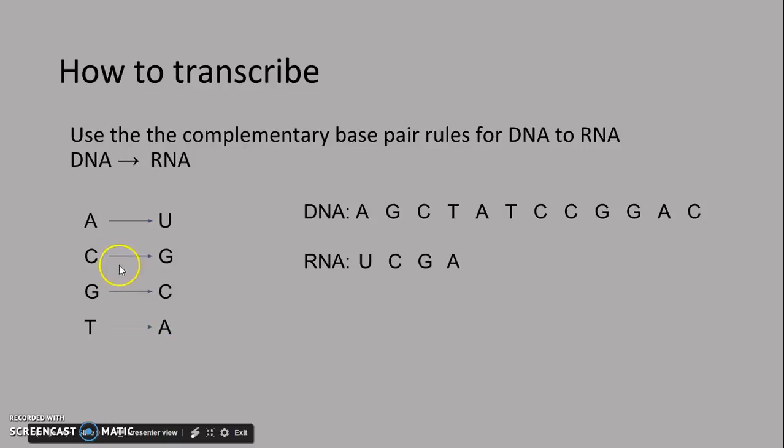So next we have A. A on DNA pairs with U for RNA. T on DNA pairs with A on RNA. C on DNA pairs with guanine, and that's another C, so that's another G. Next we have GG, so we look for DNA for G, and it pairs with C for RNA. Next we have A on DNA, and that pairs for U. And lastly, for DNA, you have cytosine or C, which pairs for guanine.